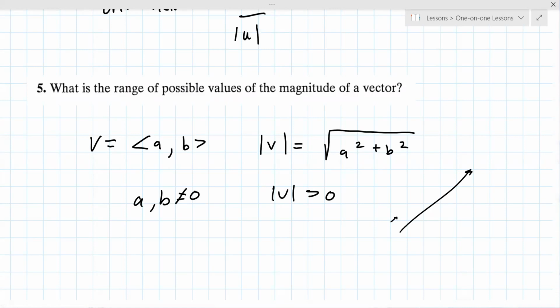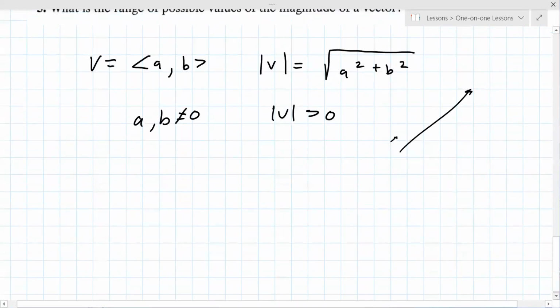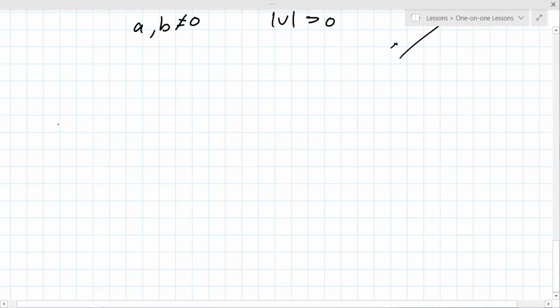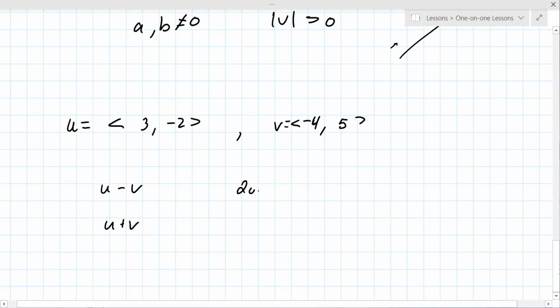All right, I'd like to move on to 6.2, unless there's more about 6.1 you would like to talk about. You should be able to do the classic questions. Say u equals 3 comma negative 2, and v is negative 4 comma 5. Questions like: what is u minus v? What is u plus v? What is 2u minus 3v? What is 4v minus 2u? Are these questions you think you could answer?